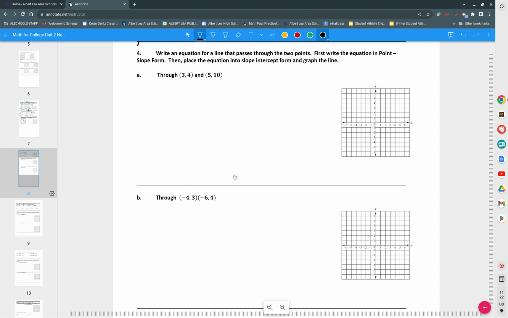How is it different than the ones we just did? You're not given the slope. You're not given the slope. So here's the deal. You're given 2 points. You get to choose the point that you want.